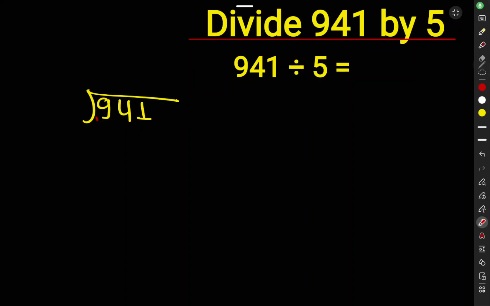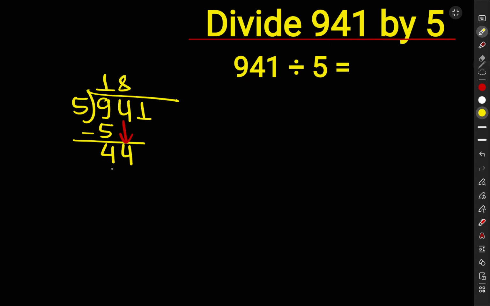We divide 941 by 5 in a long division method. 5 times 1 is 5. On subtracting we get 4. So again we put down this 4 and it is 44.